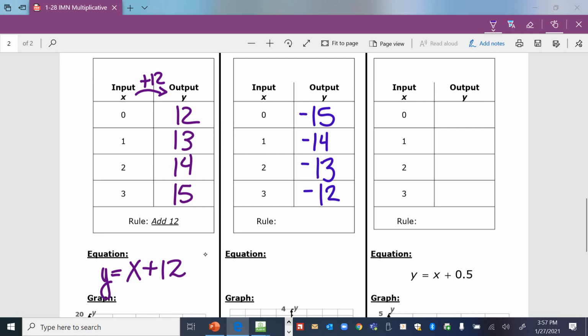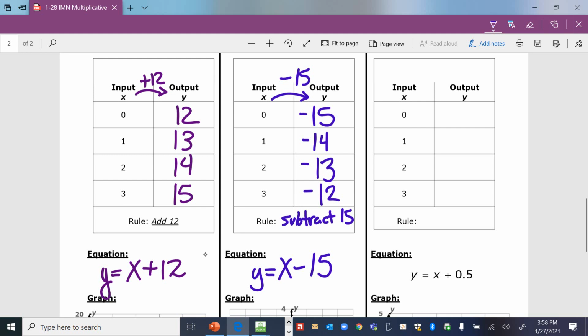So what it looks like is happening to get from 0 to negative 15, I'm going lower. I'm going down 15 points. 1 to negative 14, I am taking away 15. If I have 2 and I take away 15, I get negative 13, and so on and so on. So my rule here is to subtract 15. Okay. Then your equation would simply be y equals whatever the x is minus 15. So if x is 15, y is 0.